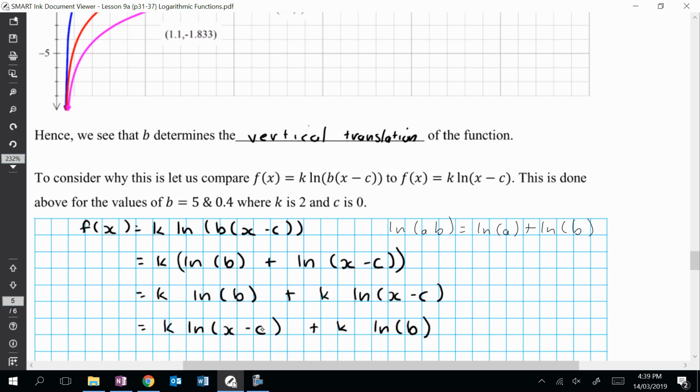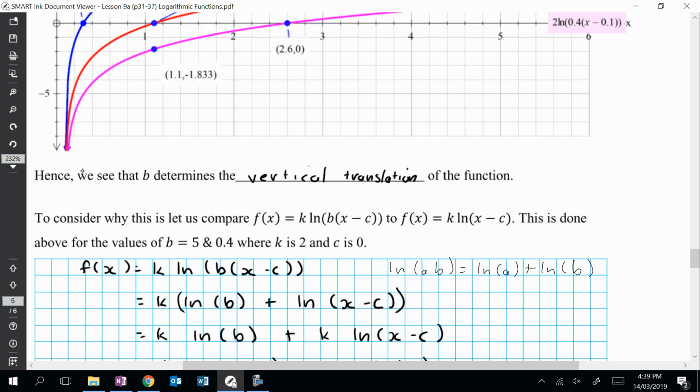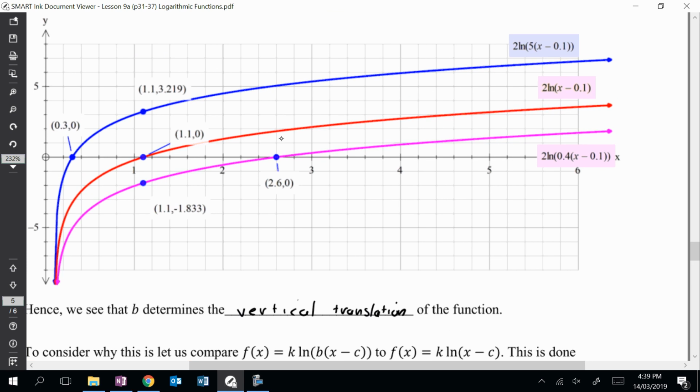So we can see that by adding b into this function, k ln(x − c), every point moves up by k ln b. So every point on this graph, if this is just my 2 ln(x − 0.1), every point has moved up by k ln 5. So the distance here is k ln 5, or rather I should say 2 ln 5 to make it specific to this situation.